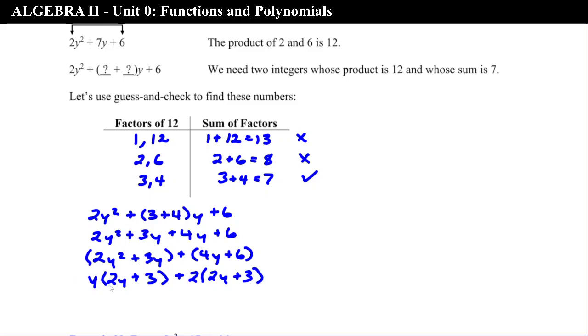Well, you'll notice that we ended up with 2y plus 3 terms in the front and on the back. So therefore, we can break this down into y plus 2, which are our outside parts, and then the part that was in common, which was 2y plus 3. And we have now successfully factored 2y squared plus 7y plus 6. And y plus 2 and 2y plus 3 would be those factors.